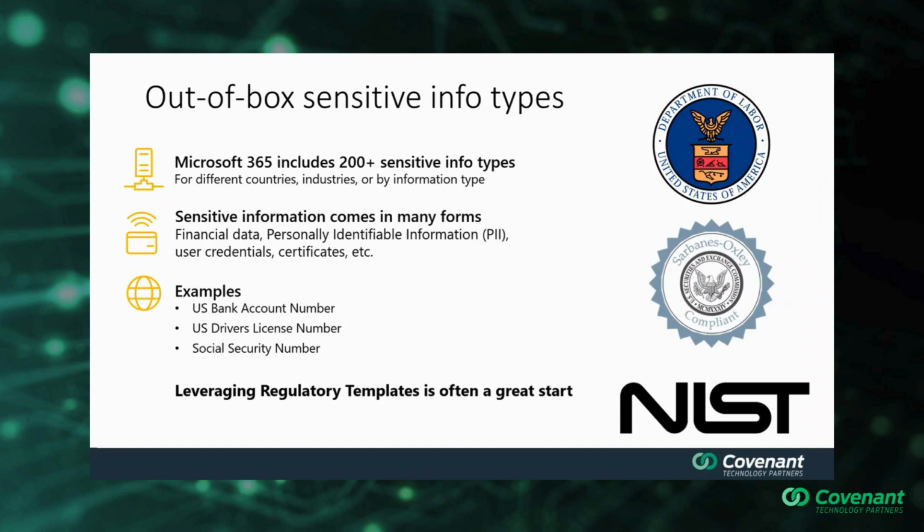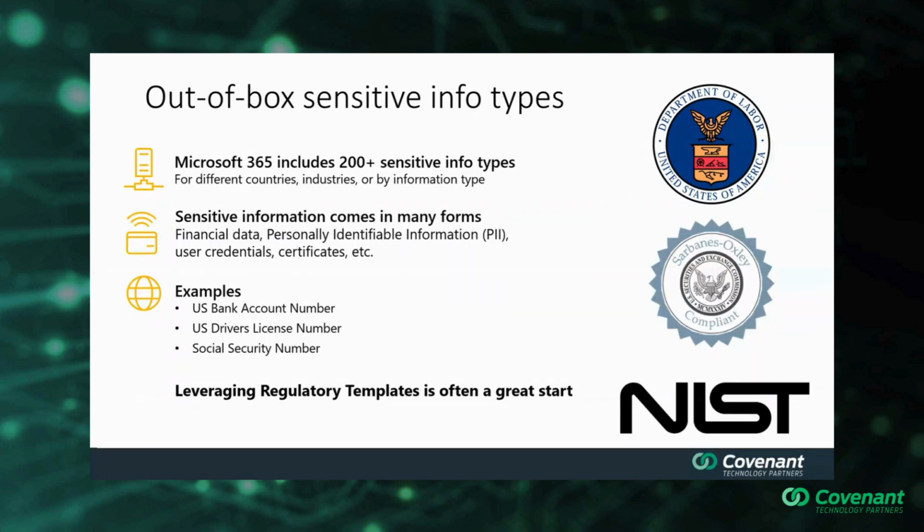So how do we find data that might impose privacy and regulatory risks? We would do this by starting with sensitive information types. Microsoft 365 includes well over 200 sensitive information types at this time, for different countries, industries, or information types required. Sensitive information comes in many forms: financial data, PII, user credentials, certificates, etc.